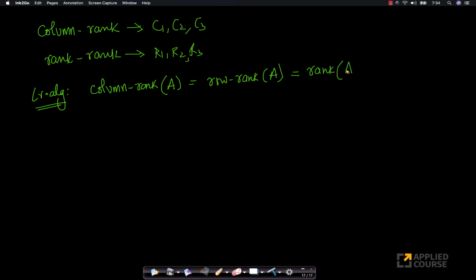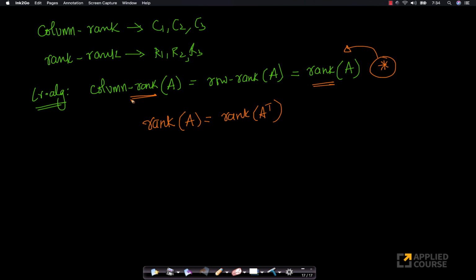Because the column rank is the same as the row rank, there is a very interesting property that we can get here. What does this mean? This means the rank of A is the same as the rank of A transpose, because of this property. Again, this is a very, very important property in the whole of linear algebra. And because the column rank of A is the same as the row rank of A, we just call it the rank of A.